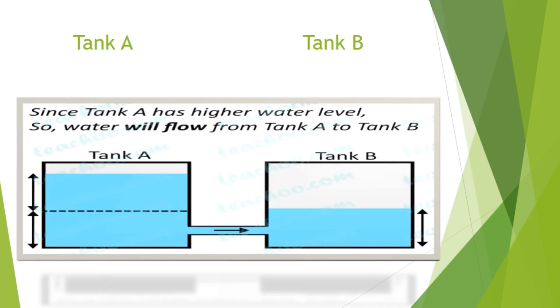Now, there are two vessels A and B containing water up to a certain level, and the level of water is different and the vessels are connected. So, the water flows from vessel A containing water at a higher level to vessel B containing water at a lower level due to difference in hydrostatic pressure. That means it is not the amount of water but the level of water that decides the flow of water.